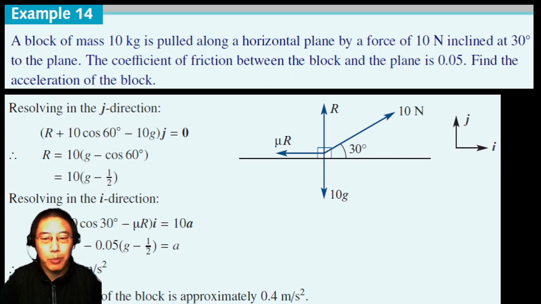Again, it's a positive value, meaning we are moving in the i direction, to the right. Pay attention to the sign. If your a value was negative, it would mean you would be moving to the left, which would be a contradiction.